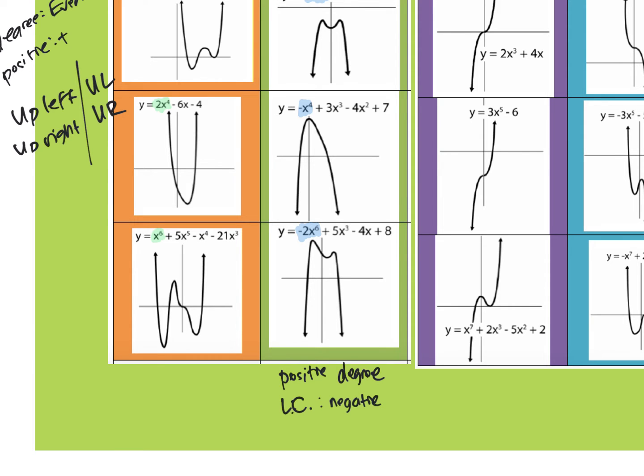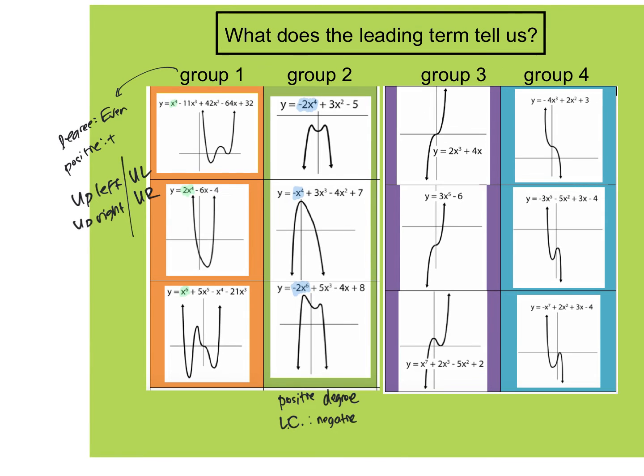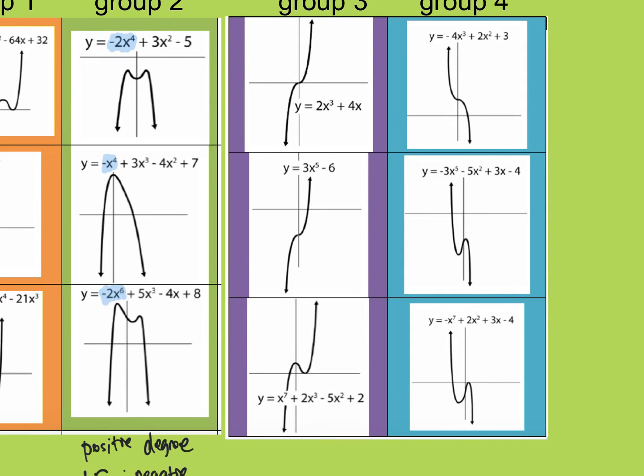So the pattern I want you to notice is that if you know the even or oddness of the degree, and if you know the sign, positive or negative, of the leading coefficient, you should be able to tell me what the end behavior of a graph is. Let's take a look at 2 other situations.